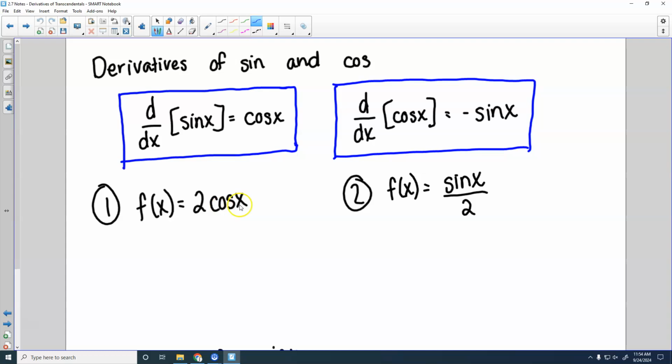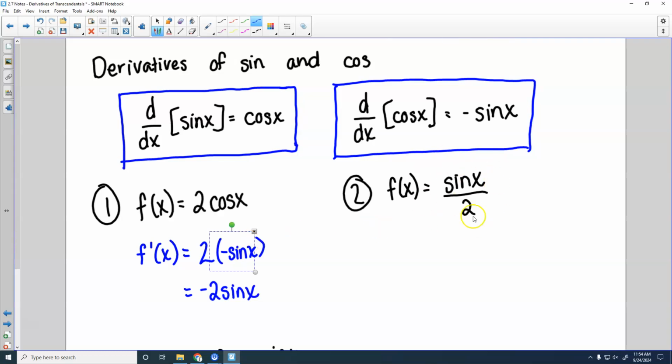Whenever you're asked, I didn't put directions on these problems, I'm now realizing, if I have f of x equals 2 cosine x, and I'm asked to find the derivative, 2 is just a coefficient, just a number out front, so I don't have to do anything special with that. I'm just going to have the 2, and then the derivative of cosine is negative sine. So it's going to be 2 times negative sine x. Make sure you put those parentheses, because if you don't, it's going to look like 2 minus sine x, and that would be incorrect. But it's 2 times negative sine x, which is going to give you negative 2 sine x. That would be your derivative in this case.